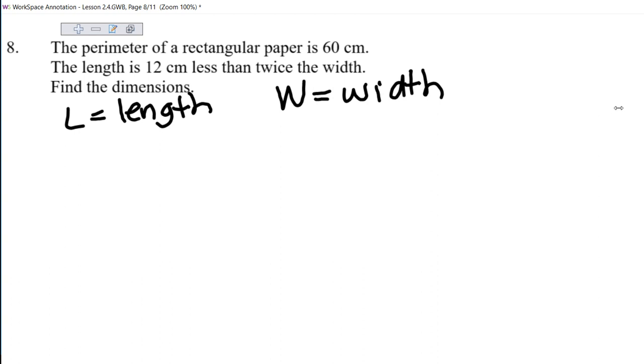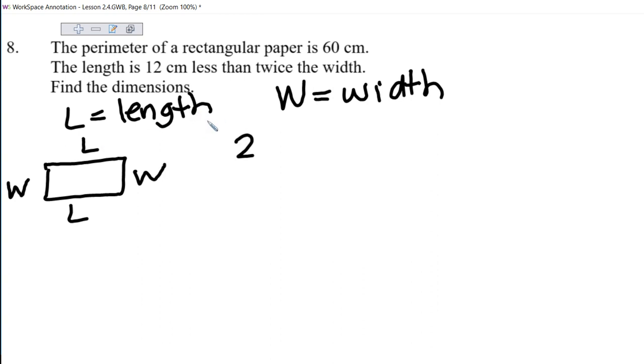That first sentence talks about the perimeter of a rectangle. So let me draw you a picture. What do we call the long side? The length. What do we call the short side? The width. And what does perimeter mean? Perimeter means the distance around the rectangle. So if I go all the way around all 4 sides and add them together, I'm going to have 2 lengths and 2 widths. So that's the perimeter formula for a rectangle. And what did they say the perimeter equals? 60. So 2 lengths plus 2 widths, the total perimeter is 60.